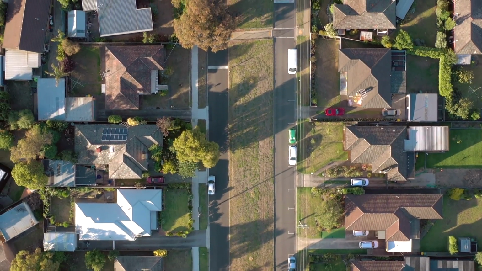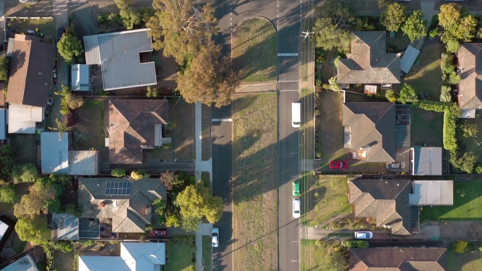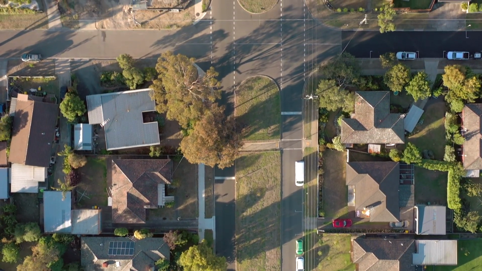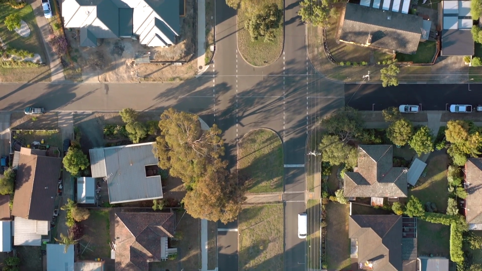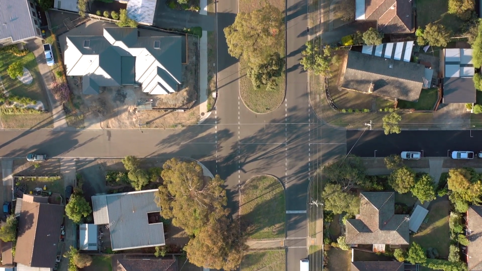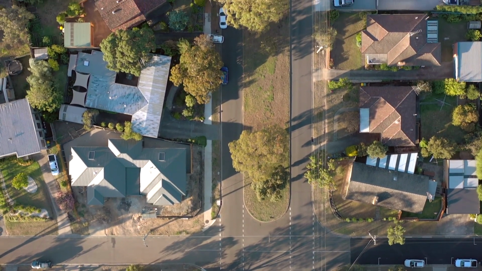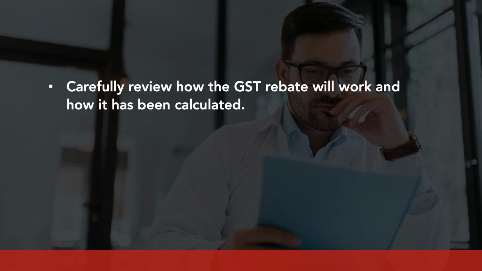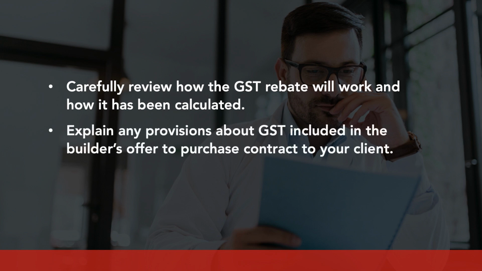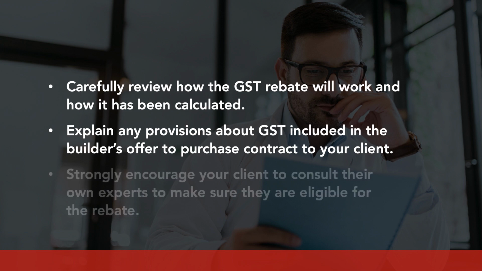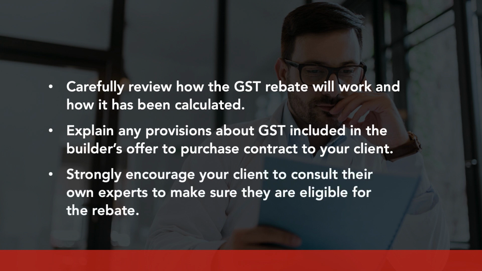Partial GST rebates on the purchase of new or substantially renovated residential property may be available in certain circumstances, if they have a fair market value of $450,000 or less. Sometimes the advertised sale price of a new home will include the GST with a rebate factored in. Carefully review how the GST rebate will work and how it has been calculated. Explain any provisions about GST included in the builder's offer to purchase contract to your client, and strongly encourage your client to consult their own experts to make sure they are eligible for the rebate.